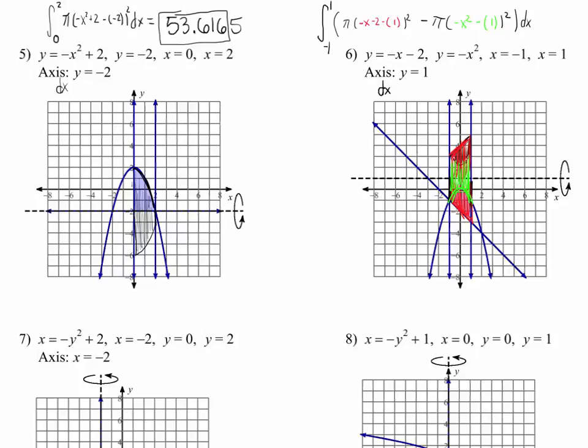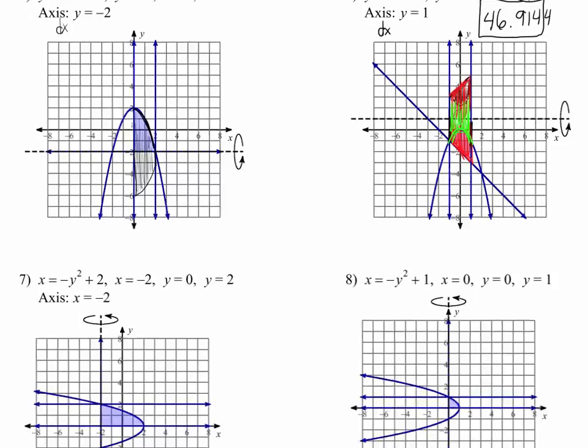So anyways, we type that into our calculator and we get, let's change back to black. I got 46.9144. So 46.914. Okay, let's look at number 7.